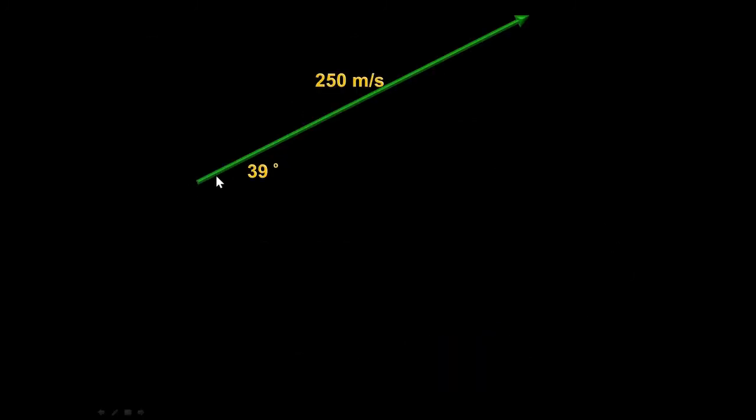So if I had a vector here of 250 meters per second and was at a 30-degree angle, we can find components to the right and a component up.